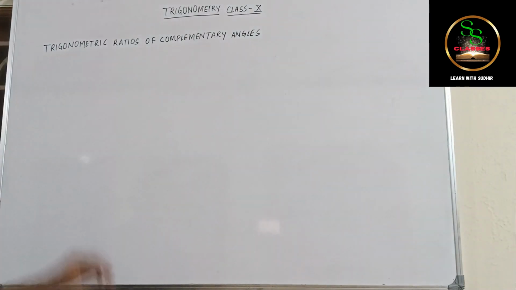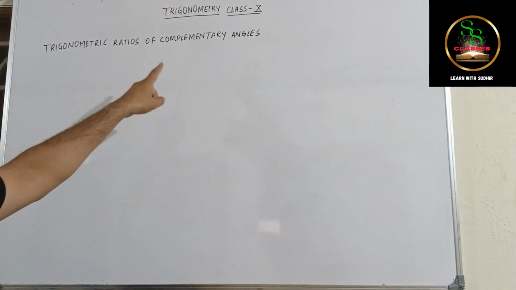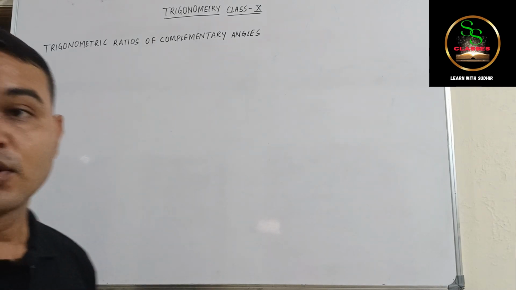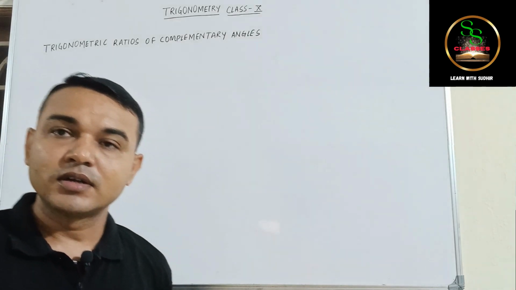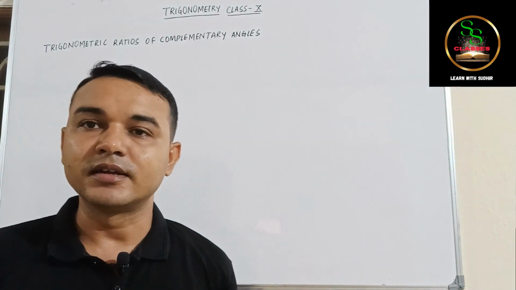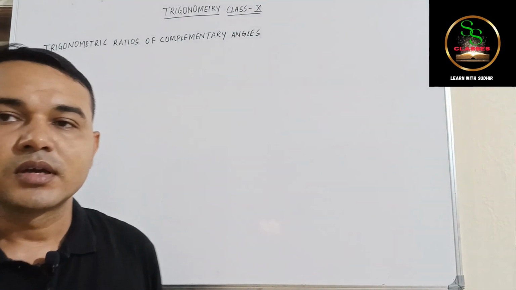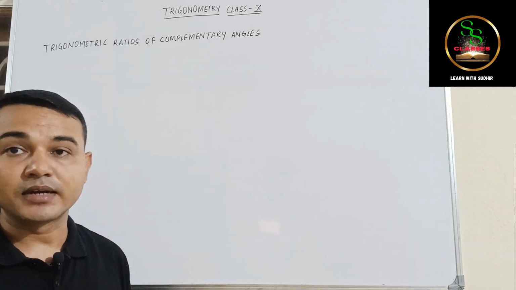The topic is trigonometric ratios of complementary angles. Complementary angles means the sum of two angles is 90 degrees. So basically you all know that in trigonometry we are talking about the right angle triangle.